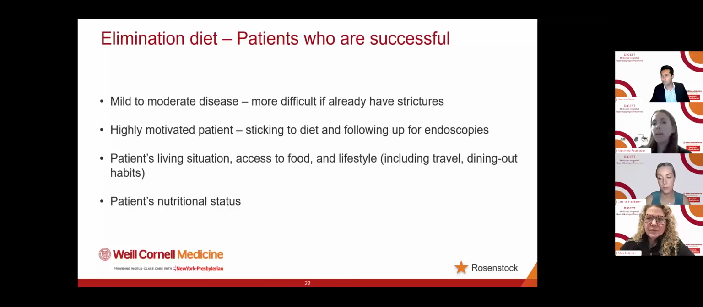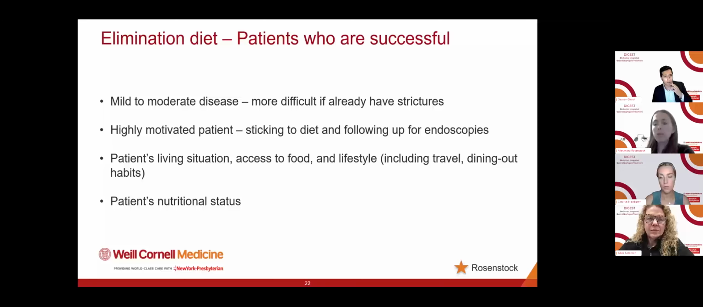So we're now telling them they can't have cheese and they can't have pizza, bread, all these things. And so they have to be motivated to want to do diet, and maybe they don't want to do medication, so they'd rather try diet first. And then they have to be willing to stick around with us because it can be quite a lengthy process. As you saw there, 6 to 8 weeks initially, and then all the different food reintroductions. So they need to be willing to come back and follow up and get the endoscopies.